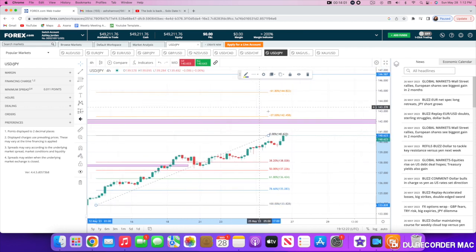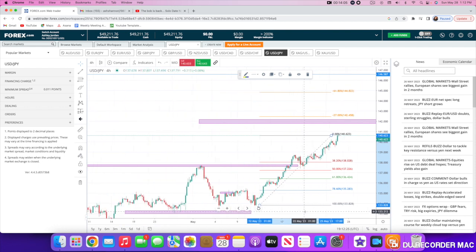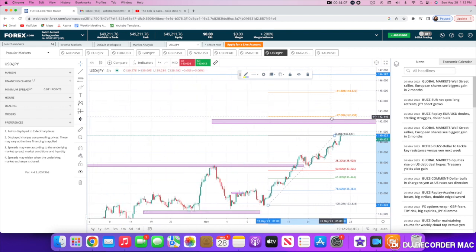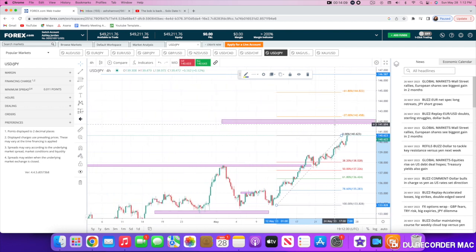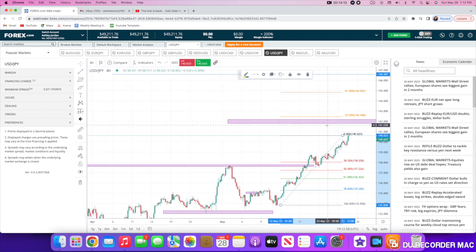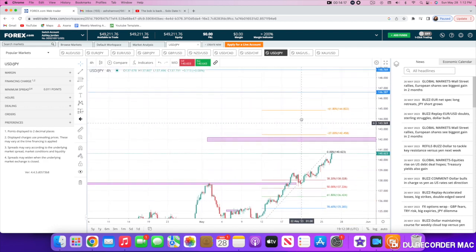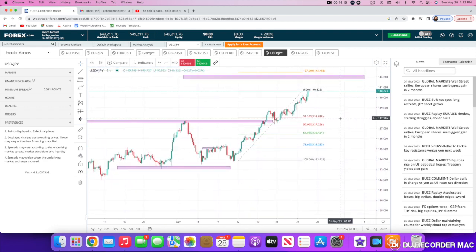Okay, so this will be your first take profit. Let's see if we can squeeze this up a little bit. This will be your first take profit, which again is pretty fairly close to this 142.000, and then this will be your next take profit. So it actually doesn't look too bad. I could potentially be interested in this one as well.